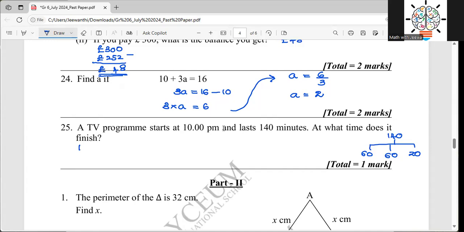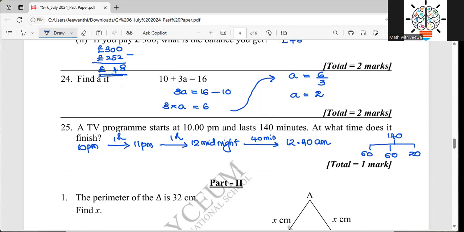So then what I do, 10 p.m., then I take 1 hour, that becomes 11 p.m. Then there is another 1 hour that becomes 12 midnight. Okay, 12 midnight. From that, you take another 40 minutes, right? Another 40 minutes. But here we can write 1 hour and 1 hour. So that becomes 12:40 a.m. At what time does it finish?